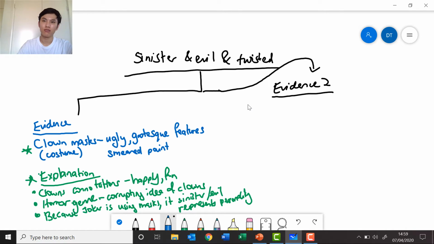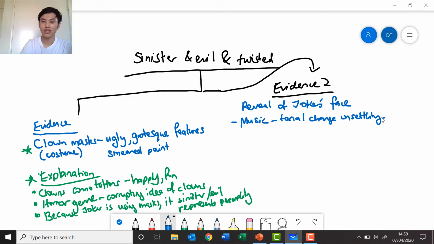So the first one, this happens during the scene where the Joker reveals his face, right? And there's the close-up to the guy with the bank manager, that's right. So I'm going to talk about the reveal of Joker's face, and then many different techniques working together to create this sinister and evil and twisted representation. So the first one is the music. There's the tonal change of the music, and it's very unsettling. So I'm describing what the music is like. I'm being specific. I'm not just saying music is used. I'm describing specifically what type of music is used and what effect it creates.